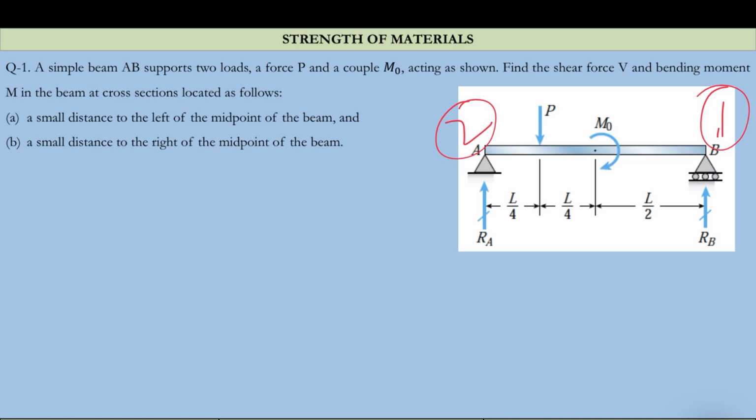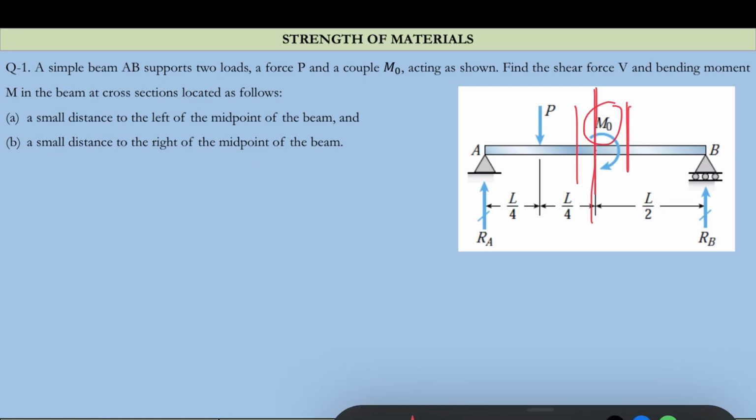So what is the section given? A small distance to the left of the midpoint of the beam and a small distance to the right of the midpoint of the beam. So it is a very interesting problem. We have to be near the center only, but in the first case we have to find the shear force and bending moment just to the left, and the other just to the right. So what is going to change when we are traveling from A to B? The moment we cross the midpoint, the moment M0 will come into the picture. So this is the difference.